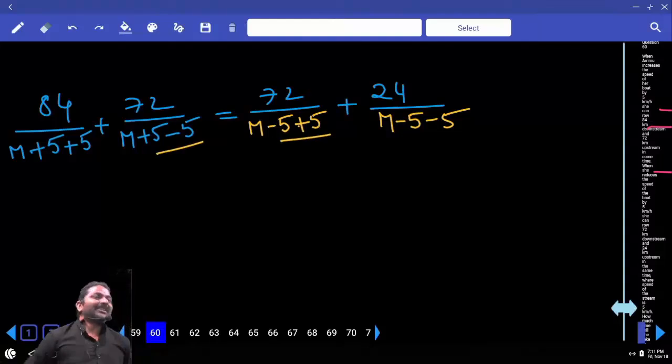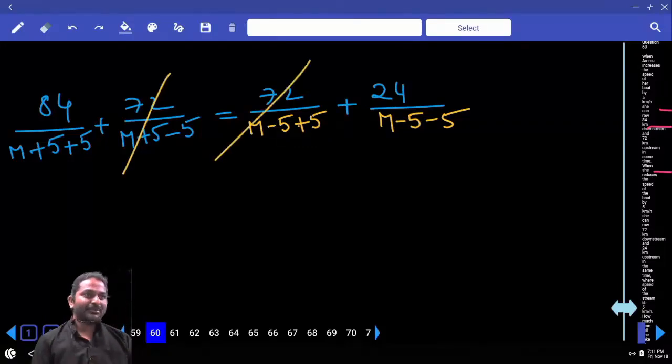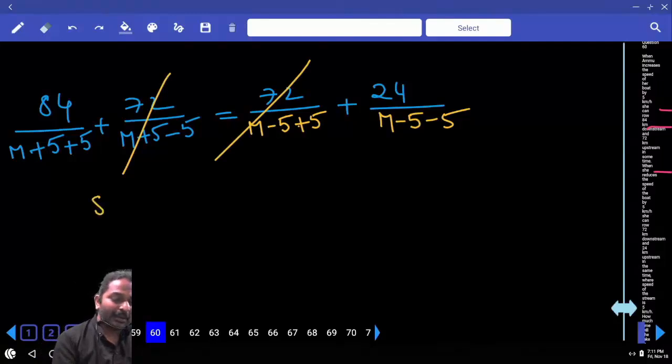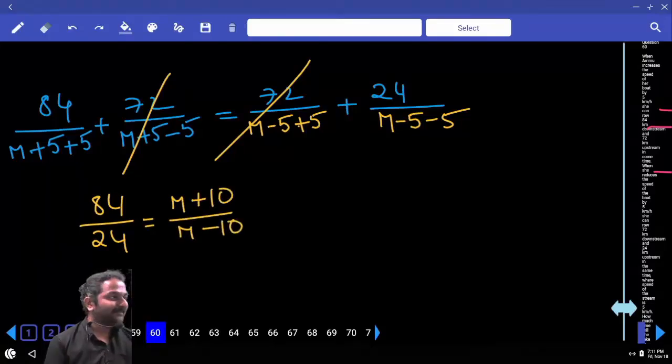Just because the order changed, the value has not changed. The denominator is m only, both the values are same. So comfortably we can cancel these two. Got it? Now 84 by 24 is equal to m plus 10 by m minus 10.